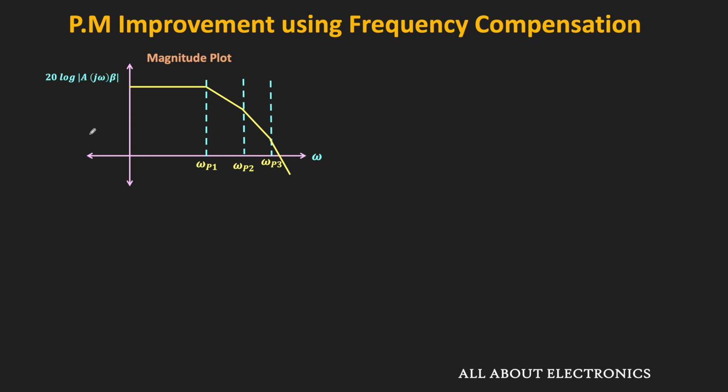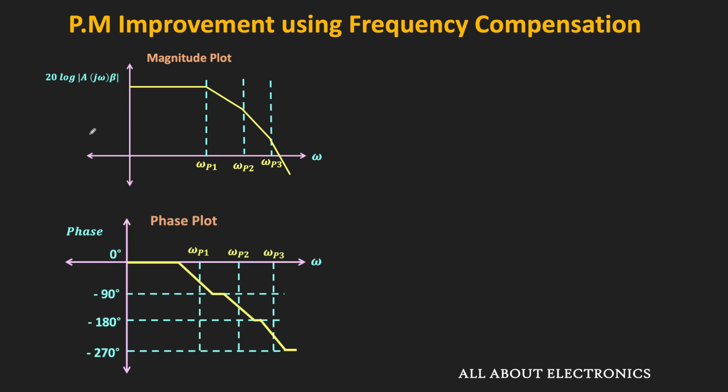In this case, the position of the dominant pole in the feedback amplifier is shifted. For example, let's say this is the magnitude response of A beta for some feedback amplifier, and this is the corresponding phase response. Here, this is the gain crossover frequency, and this will be the phase crossover frequency. As you can see, the gain crossover frequency is more than the phase crossover frequency. It means that the feedback amplifier with the given response is unstable.